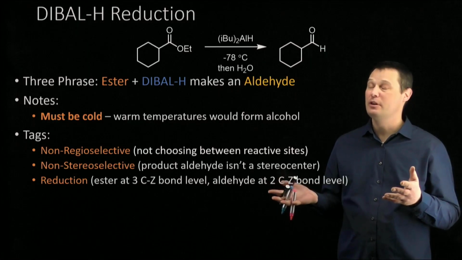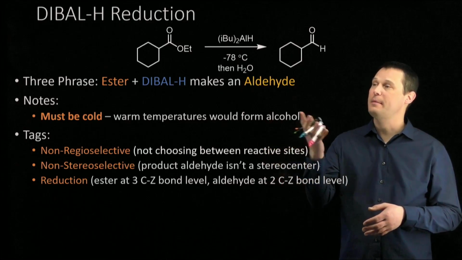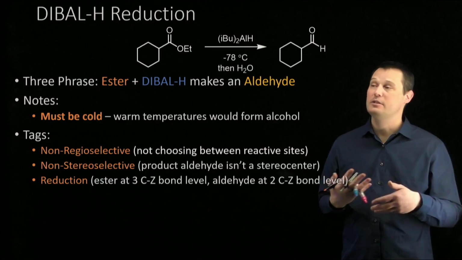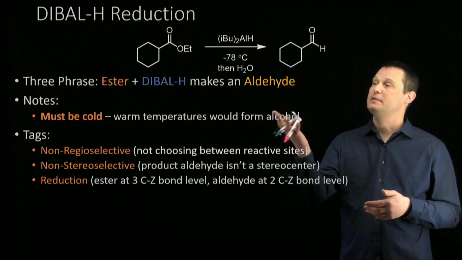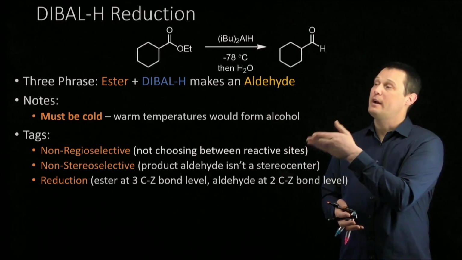This is our reaction card for the DIBAL reduction of an ester. The three-phrase sentence for this reaction: an ester plus DIBAL makes an aldehyde. We need to know that three-phrase sentence in all possible combinations. An ester plus DIBAL makes an aldehyde. DIBAL turns an ester into an aldehyde, and an aldehyde is made when an ester is treated with DIBAL.